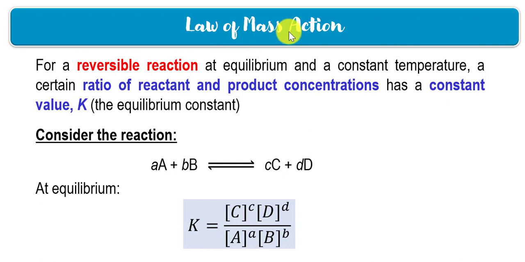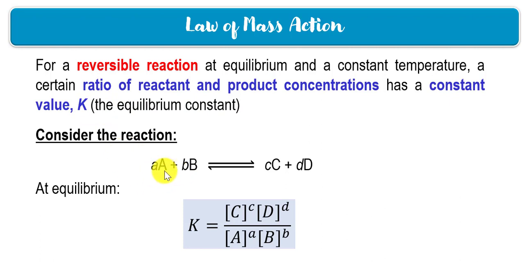The law of mass action, also known as the law of chemical equilibrium, shows the relationship between the chemical equation and the expression of the equilibrium constant. The law of mass action states that for a reversible reaction, at equilibrium and a constant temperature, a certain ratio of reactant and product concentrations has a constant value K. The value of K is the equilibrium constant.